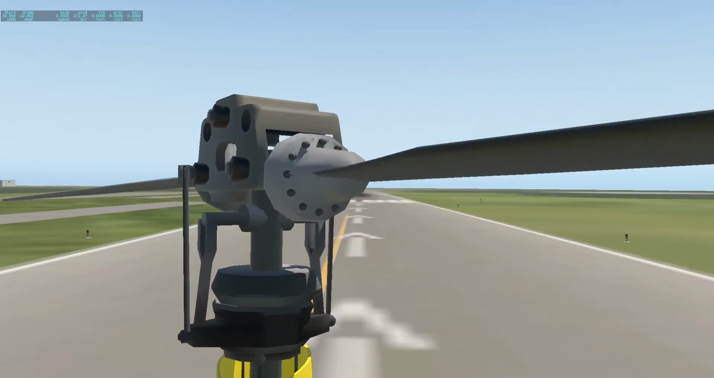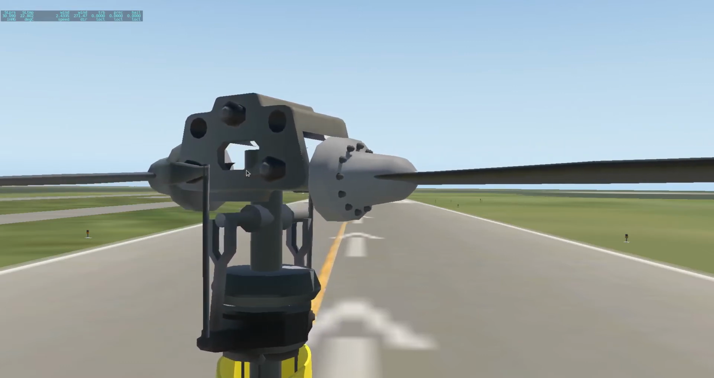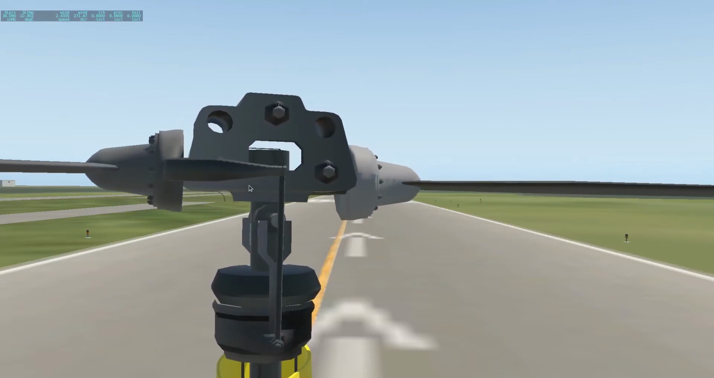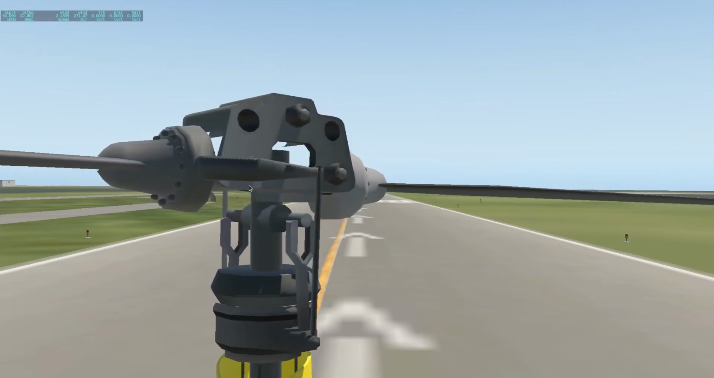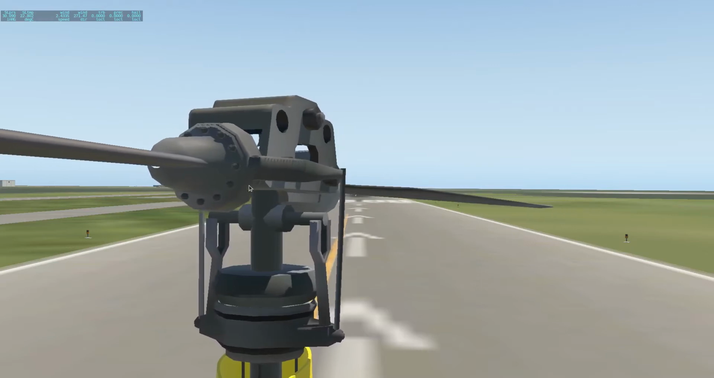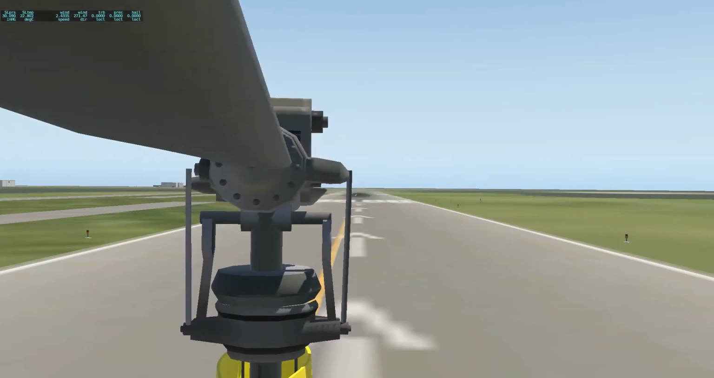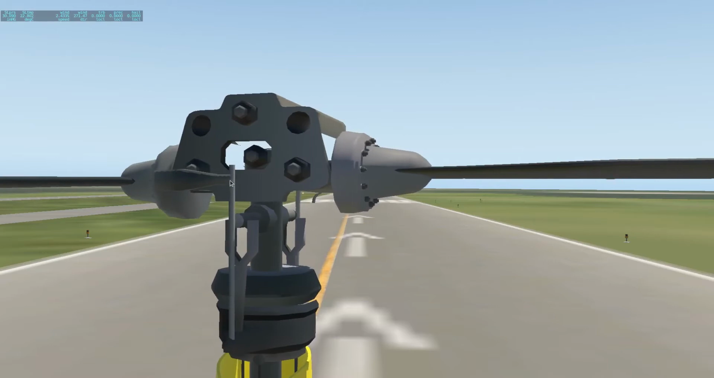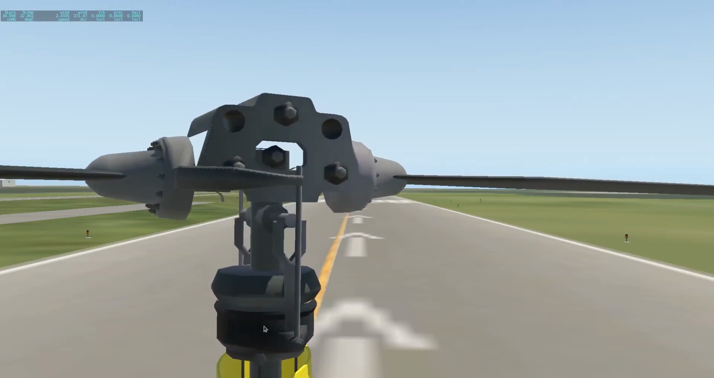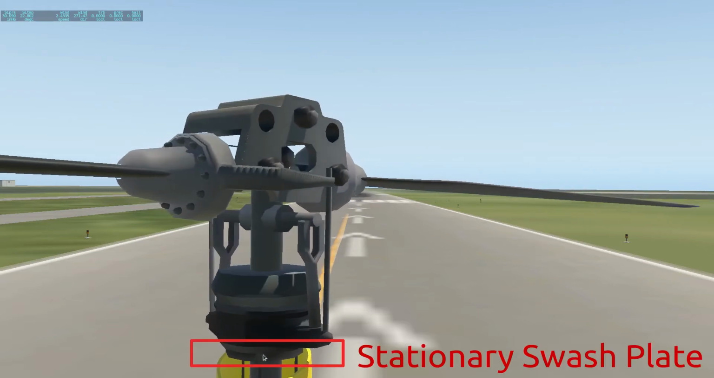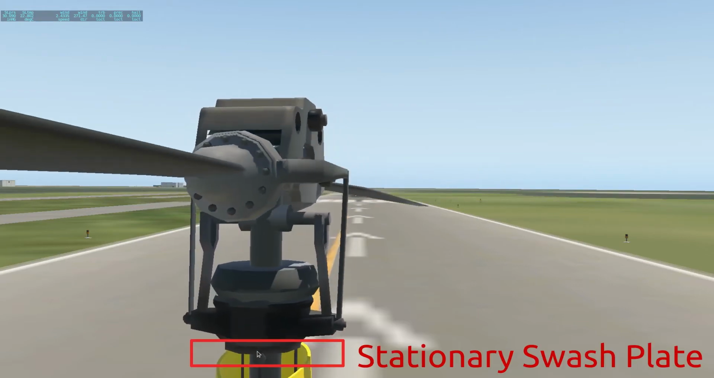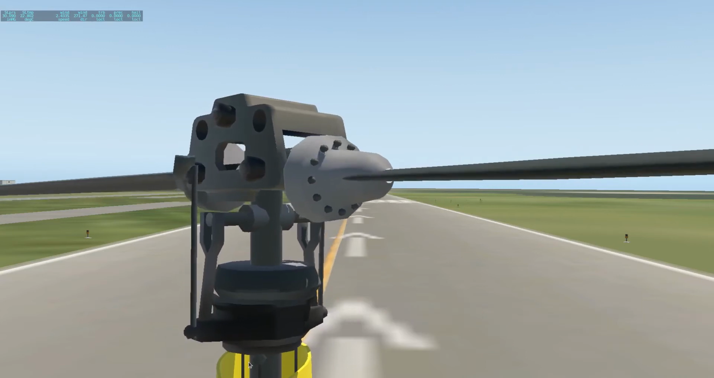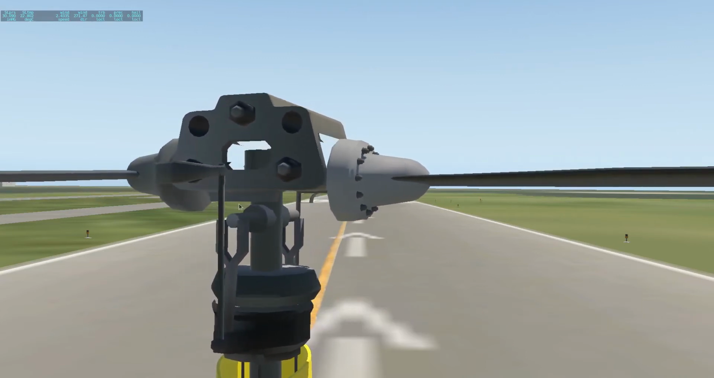I have here in the sim a Robinson R44. So this is an R44 rotor system, and you'll notice that it has a couple of different axes, and we've talked a little bit about this in previous videos. And you'll notice that if I pull up on the collective, it's going to change the pitch. And how does that work? We have the stationary swash plate down here below, and then we have our rotating swash plate that's going to transfer that movement to my blades.